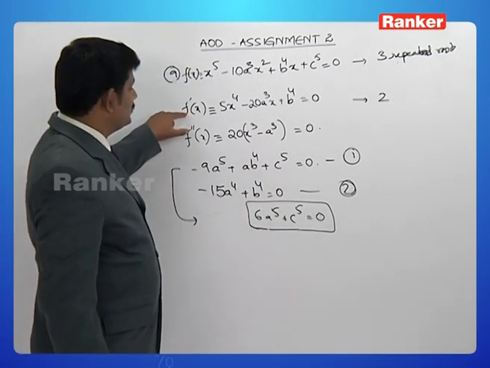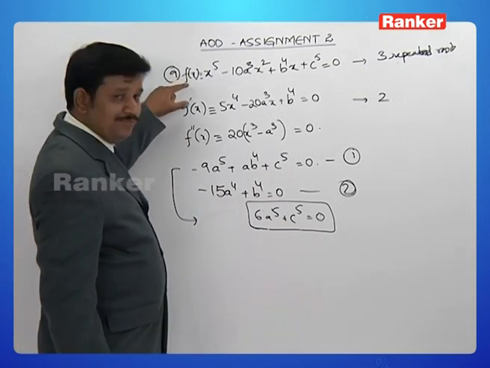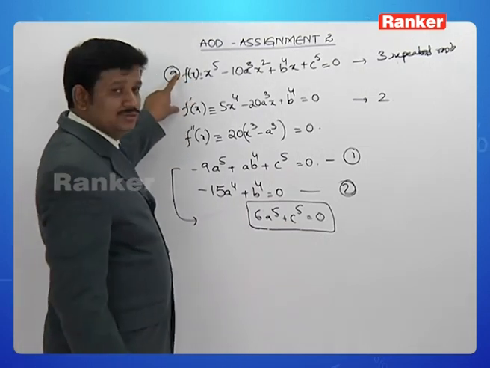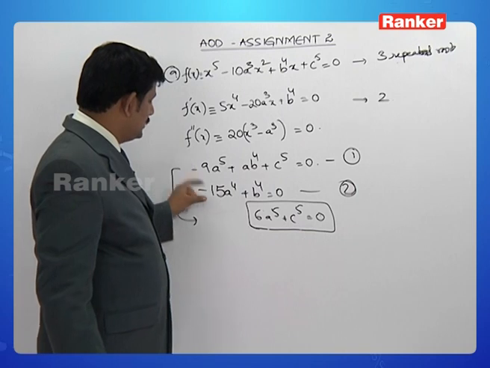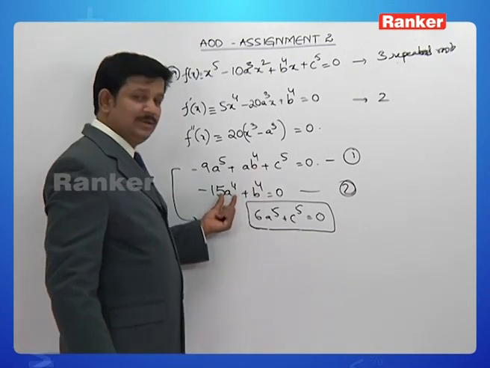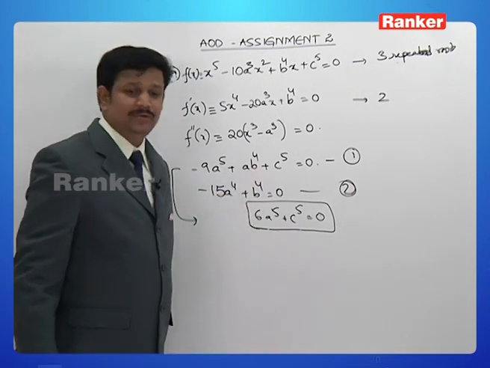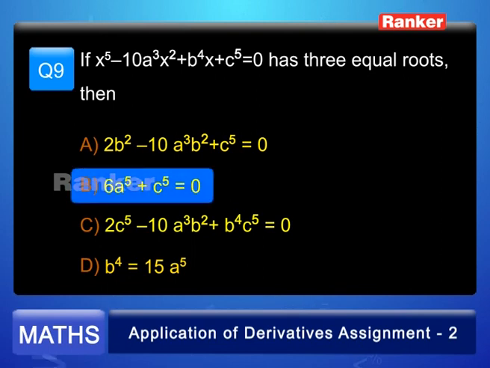a is a root of f dash of x, a is a root of f(x). So, we got two conditions, and from those two conditions, replacing b^4 with 15a^4, we have option B as the right answer: 6a^5 plus c^5 is equal to 0.